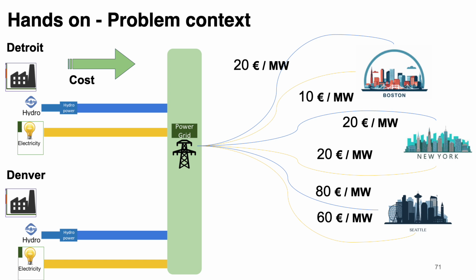Next, we need to map out the economic realities of our network. This slide visualizes the delivery costs specifically for our first energy type, electricity. From Detroit, sending electricity costs 10 euros per megawatt to Boston, 20 to New York, and 60 to Seattle. From Denver, the costs are 20, 20, and 80 euros respectively. The optimizer will use these exact cost coefficients in our objective function to determine the absolute cheapest paths for the electrical load.